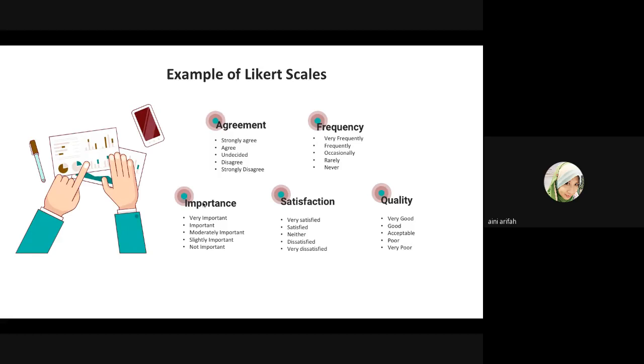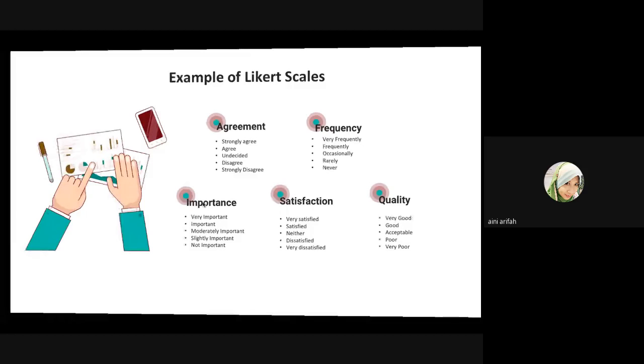Sometimes you can ask about the quality of a certain product or a certain event or a certain program, whether it's very good, acceptable, poor, and very poor. There are many other examples. You can either use 7 Likert scales, or you can use 3. Some people use 3. It depends on the study or your research.